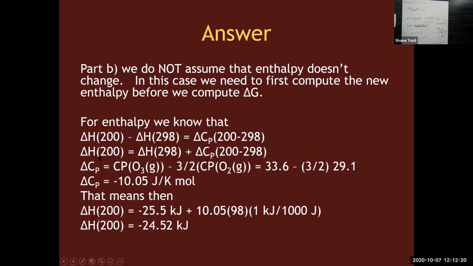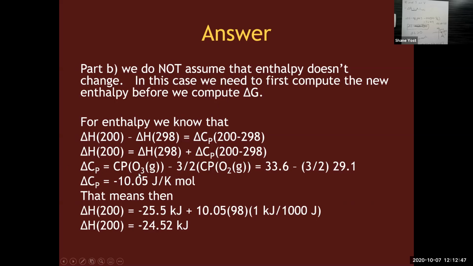So in order to calculate the Gibbs free energy change at 200 Kelvin, I need to know what the enthalpy change is at 200 Kelvin. To do that, I need to use Kirchhoff's law. The change in enthalpy with respect to change in temperature is equal to the change in heat capacities times the change in temperature.